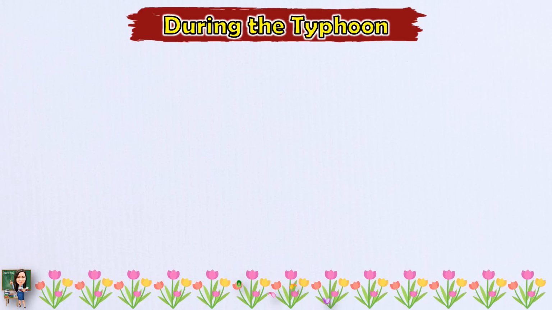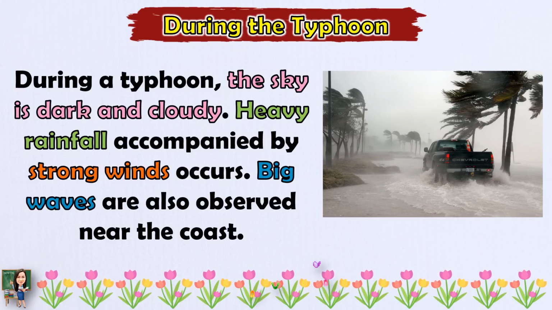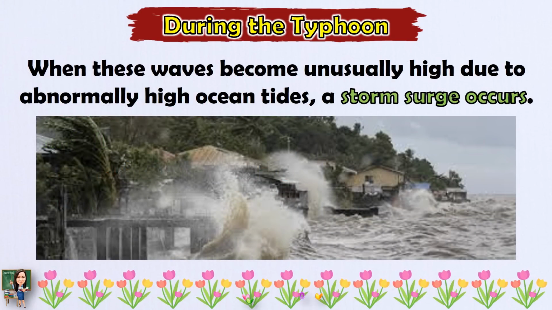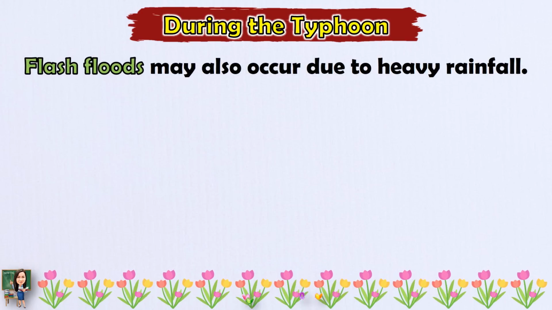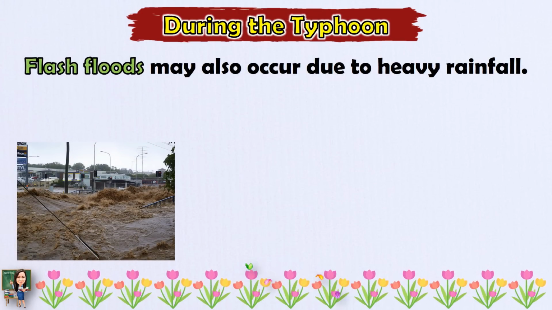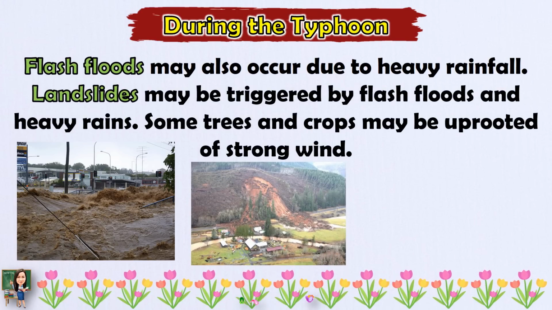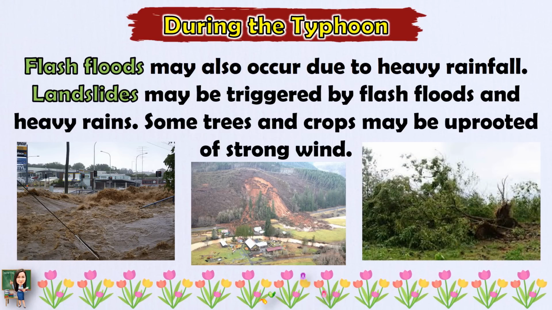During the typhoon. During a typhoon, the sky is dark and cloudy. Heavy rainfall accompanied by strong winds occurs. Big waves are also observed near the coast. When these waves become unusually high due to abnormally high ocean tides, a storm surge occurs. Flash floods may also occur due to heavy rainfall. Landslides may be triggered by flash floods and heavy rains. Some trees and crops may be uprooted by strong wind.